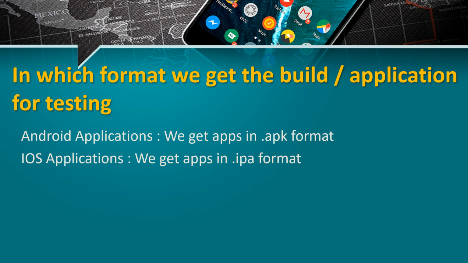Whenever the developers send an application for testing, the Android applications will be in .apk files, and the iOS applications will be in .ipa files. Once we get the builds or the applications from the developers, we will first install the application on the mobile device and start testing the application.